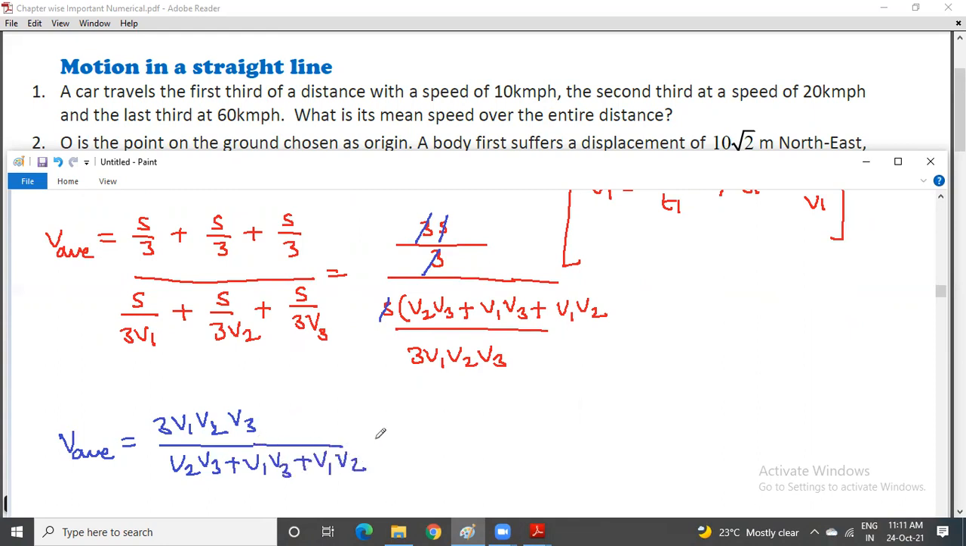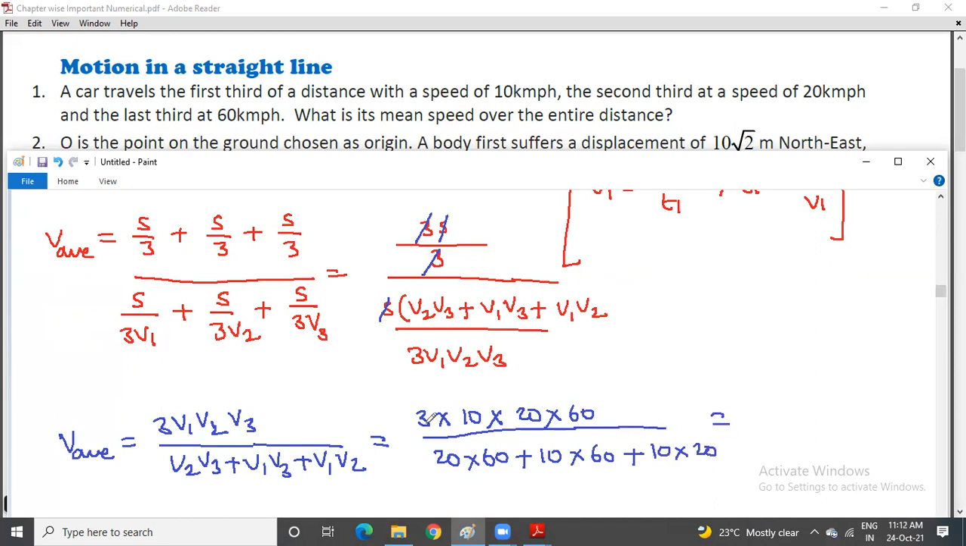Now you substitute the values. 3 into how much is V1? 10 kmph. Into how much is V2? 20 kmph. How much is V3? 60 kmph, divided by V2 20 times V3 60, plus V1 10 times V3 60, plus V1 10 times V2 20. Now let me write, this is 3, 6 2s are 12, 12 1s are 12, 12 3s are 36. 36, how many zeros? 1, 2, 3, 3 zeros.